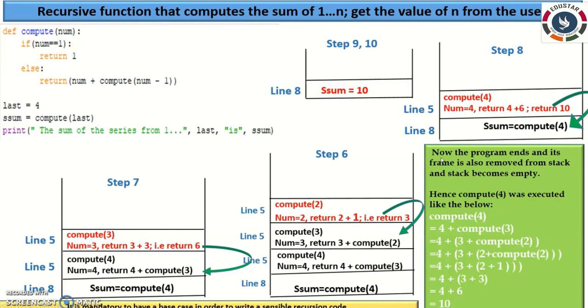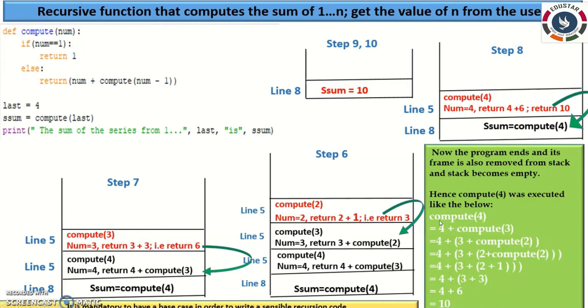How will the program be executed? Now the program ends and this frame is also removed from the stack, and the stack becomes empty. When the stack is empty, the execution stops. Here the stack is empty, so up to here only it will be executed, and at the ninth step the stack will be empty, so it will stop the execution.